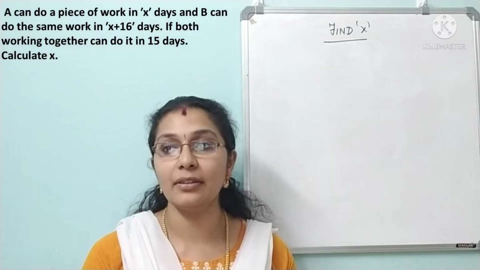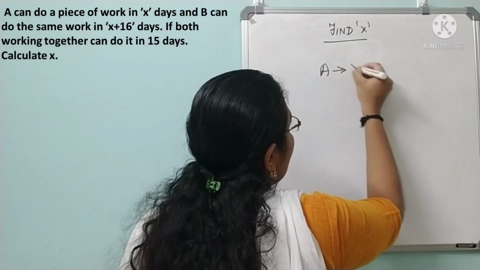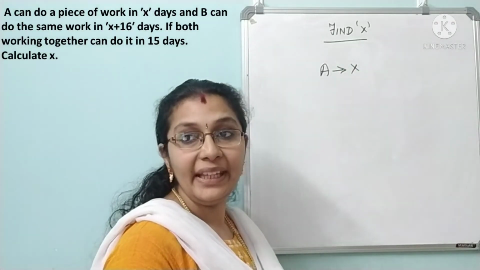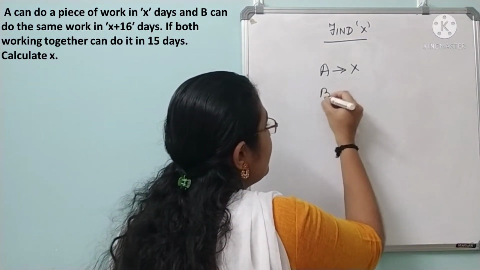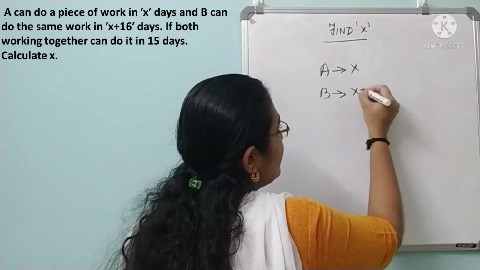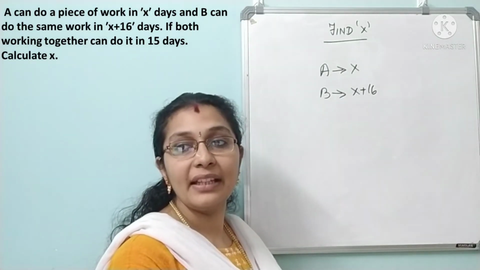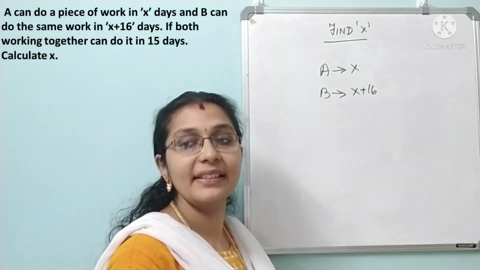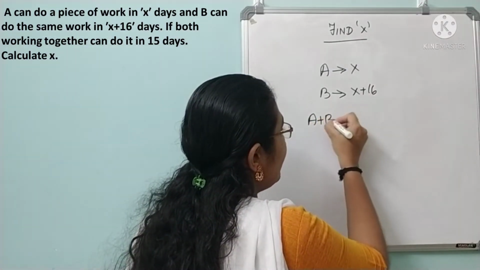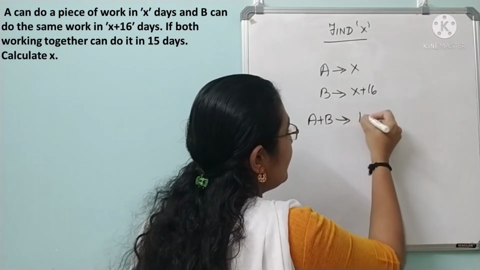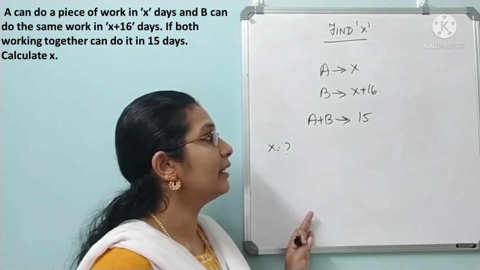A can do a piece of work in X days. B can do the same work in X plus 16 days. If both working together can do it in 15 days, calculate X. So A and B working together can complete the work in 15 days. We will have to find X. So this is what our question is.